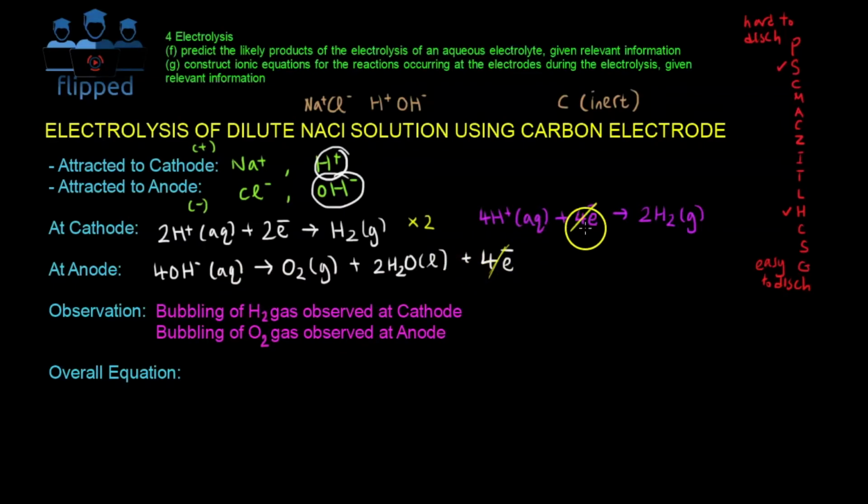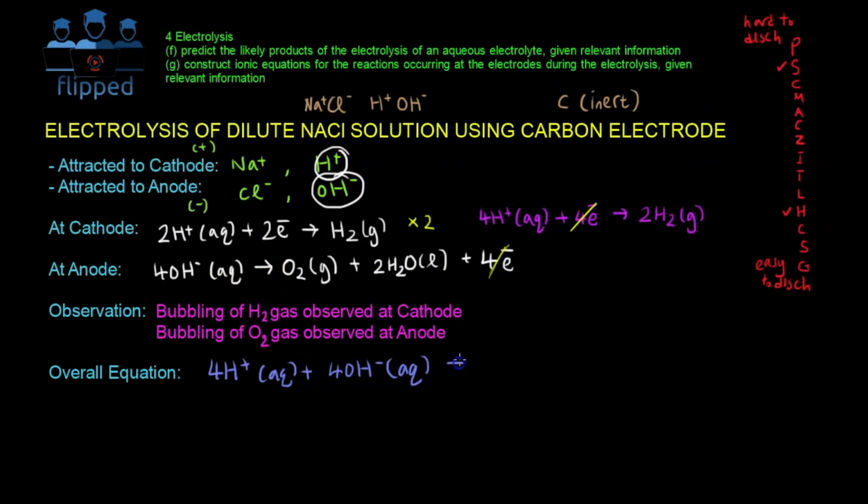But anyway, once we have cancelled these 4 electrons, we can just combine whatever is on the left hand side and whatever is on the right hand side. Let me write it down for you. Left hand side, what we have is 4H+ plus 4OH-. Anything else on the left hand side? Nothing. Let's move on to the right hand side then.